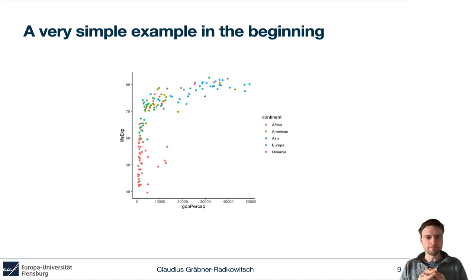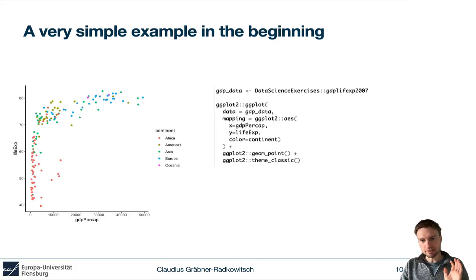So here you see a very simple scatter plot with two variables plotted on the x and y axis respectively, and a third variable plotted on the color aesthetic, where we see that the dots have different colors, and this represents one variable in the data set. This is what the code looks like to create this figure. Not very long, because it's a very, very simple figure.